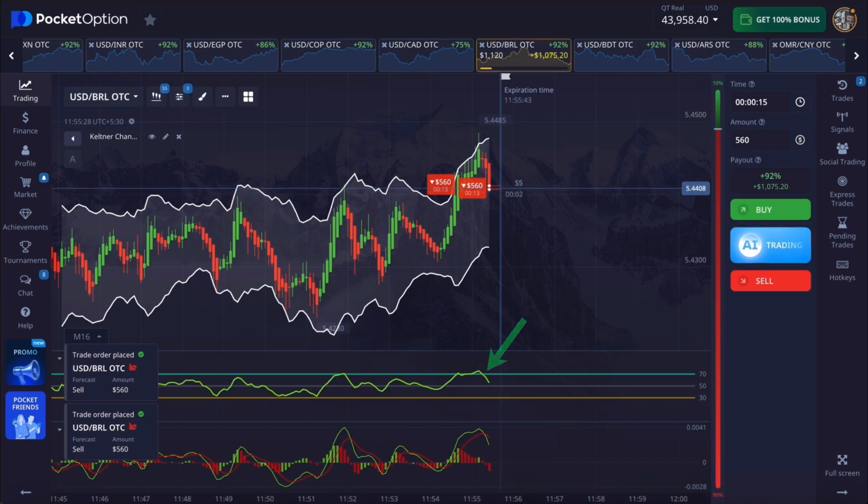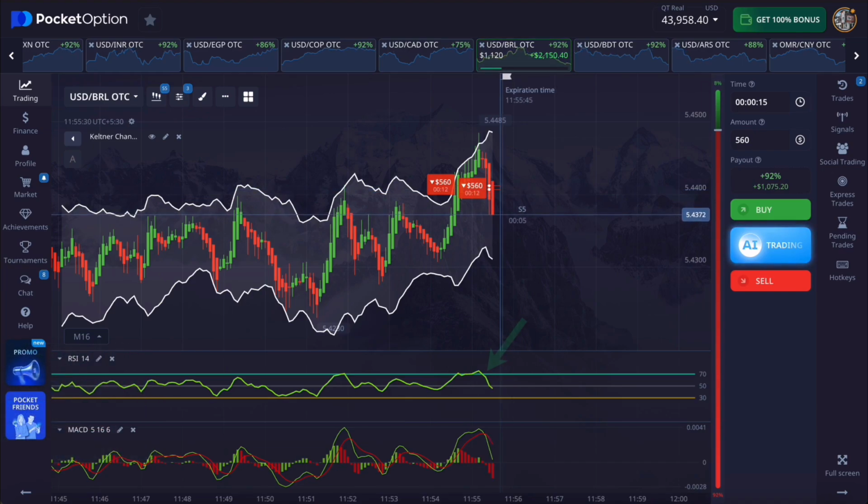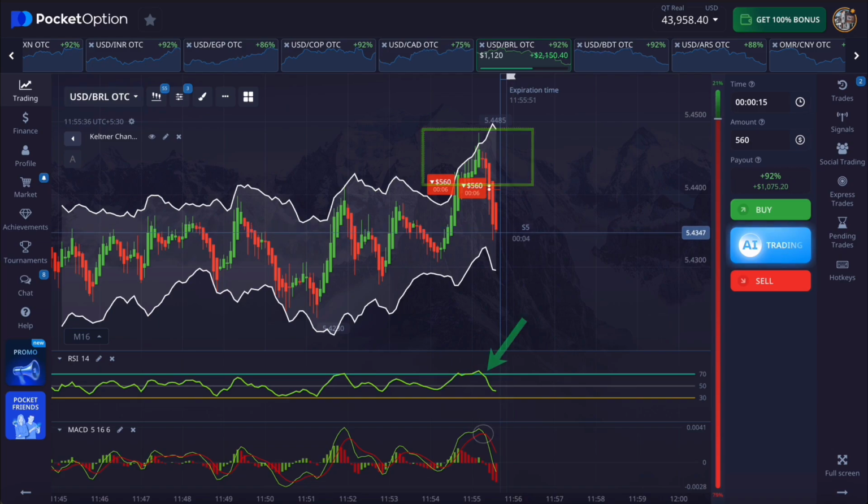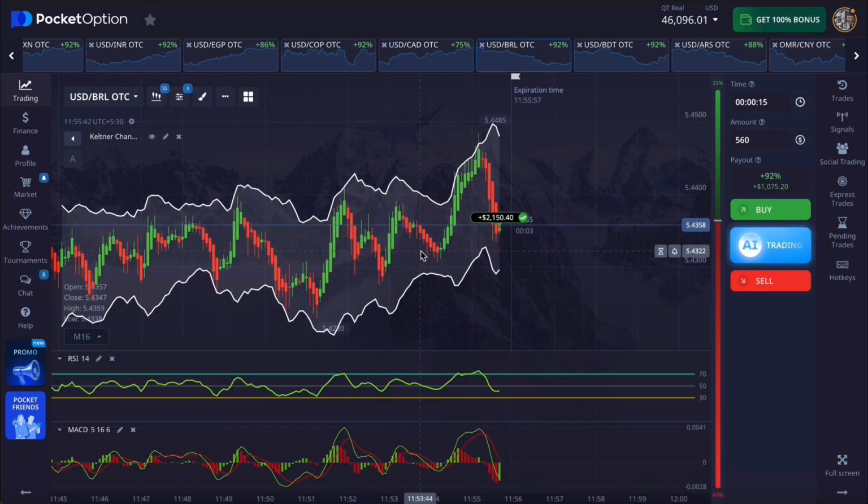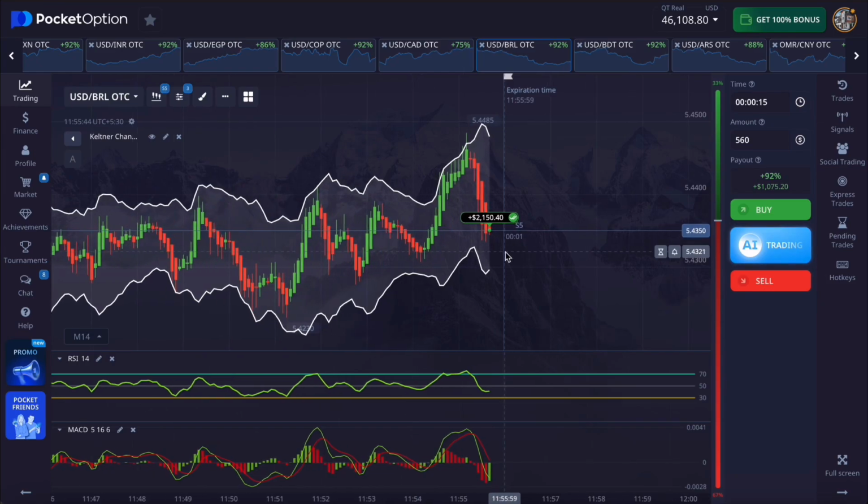So here when the RSI indicator started moving from overbought to oversold conditions, and the MACD indicator gave a bearish signal by making a downward crossover, and at the same time the market started forming a strong red candle after touching the upper channel, I placed a short entry here. Amazing, my entry here has been successful.